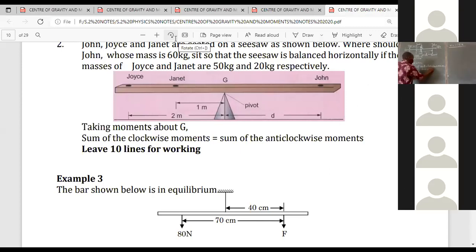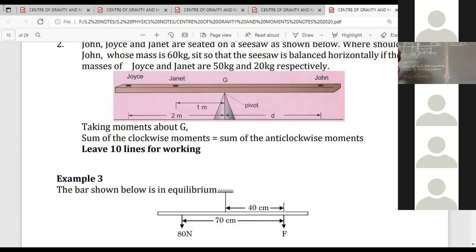So can we find these two are the anticlockwise moments. This one and this one. This is almost the same as the previous example. There's no difference. So we're just going to multiply 500. Can you tell me what to do now? 500 times 2, in brackets, 200 times 1, equals 600 times D.